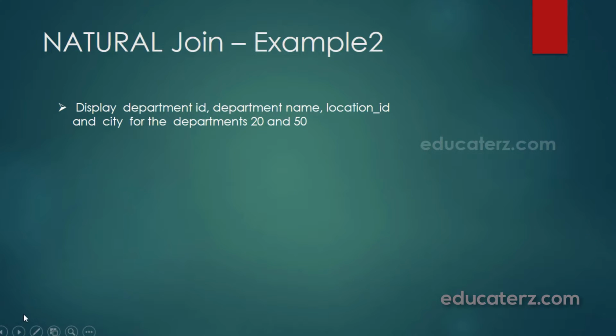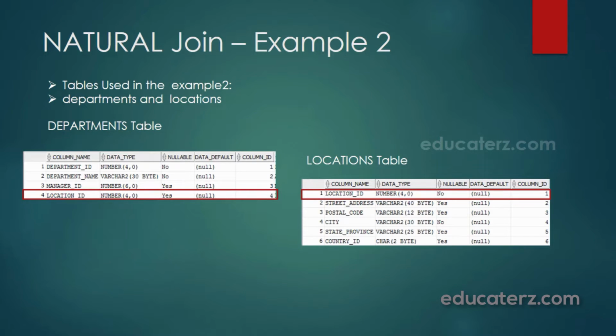We will take another example with a natural join. Natural join example 2. In this case, we would like to display department ID, department name, location ID and the city for the departments 20 and 50 only. This is the requirement. This is the problem definition. In this example, we are going to use two tables. One is the departments table and another is the locations table.